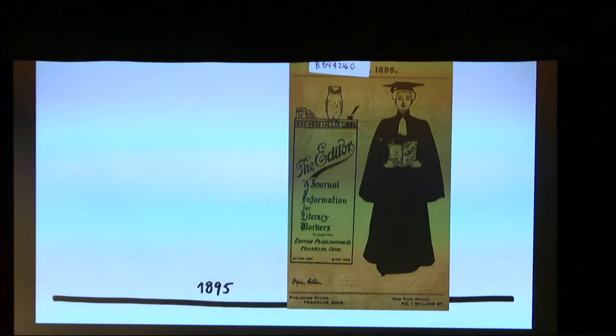Well, look at this. 1896, the editor, Journal of Information for Literary Workers. And I love all of these words. Journal, information, and literary workers. It's exactly the kind of argument I wanted to make, is that writers are literary workers. That's a great way of putting it, actually.